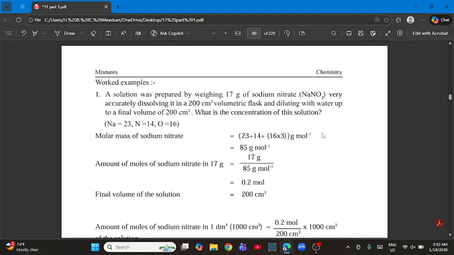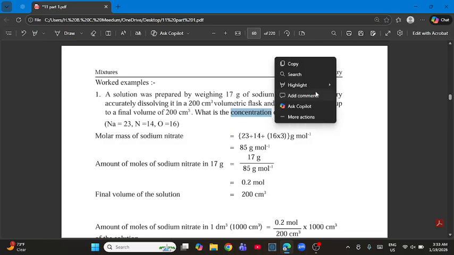Worked examples. A solution was prepared by weighing 17 grams of sodium nitrate very accurately, dissolving in a 200 volumetric flask and diluting with water up to the volume of 200 cubic centimeter. What is the concentration of the solution? They are asking about the concentration of the solution.